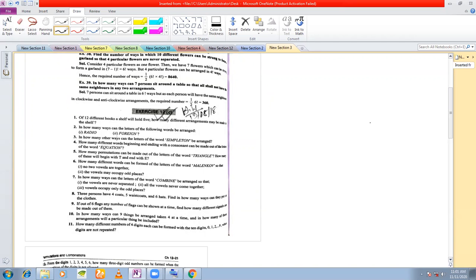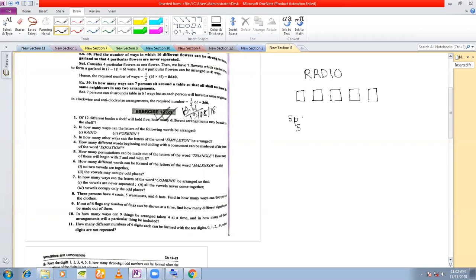Let us see this very simple question here to start with. The question here is, in how many ways can the letters of the word radio be arranged? Radio. This word has 5 letters. In how many ways can you arrange them? It means there are 5 places to arrange, right? You have to arrange them in these 5 places. And how many ways can you do this? Clearly, you can arrange them in 5p5 ways.